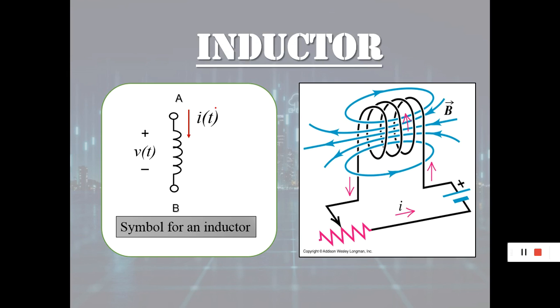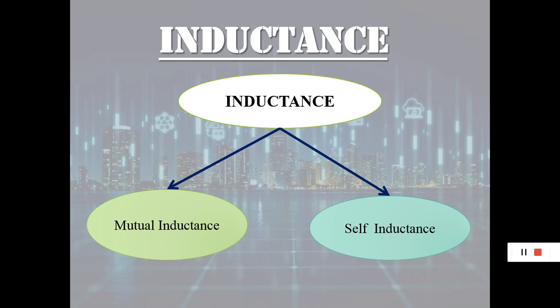For the symbol of the inductor, we have known that an inductor is a coil of wire, so for the symbol you can draw like this. Symbol for inductor, right? So for inductance, we have mutual and self-inductance. There are two types, mutual, and then another one is self-inductance.